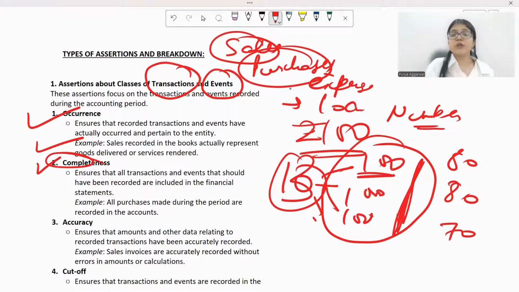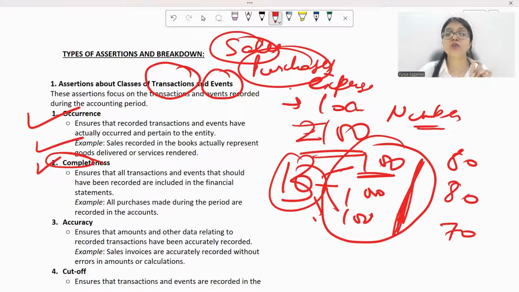Example is all purchases made during the period are recorded in the accounts. For example, you made 2-3 types of purchases. You incurred advertisement expenditure, you paid rent, you paid wages, you paid salaries. So these 4 are your expenses. So the completeness assertion will test that all these 4 transactions have been recorded irrespective of the amount. Okay, now for the amount, if I need to check that if rent is 1,000 rupees, I have paid 1,000 only. If, for example, wages is 10,000 rupees, I have paid 10,000 only.